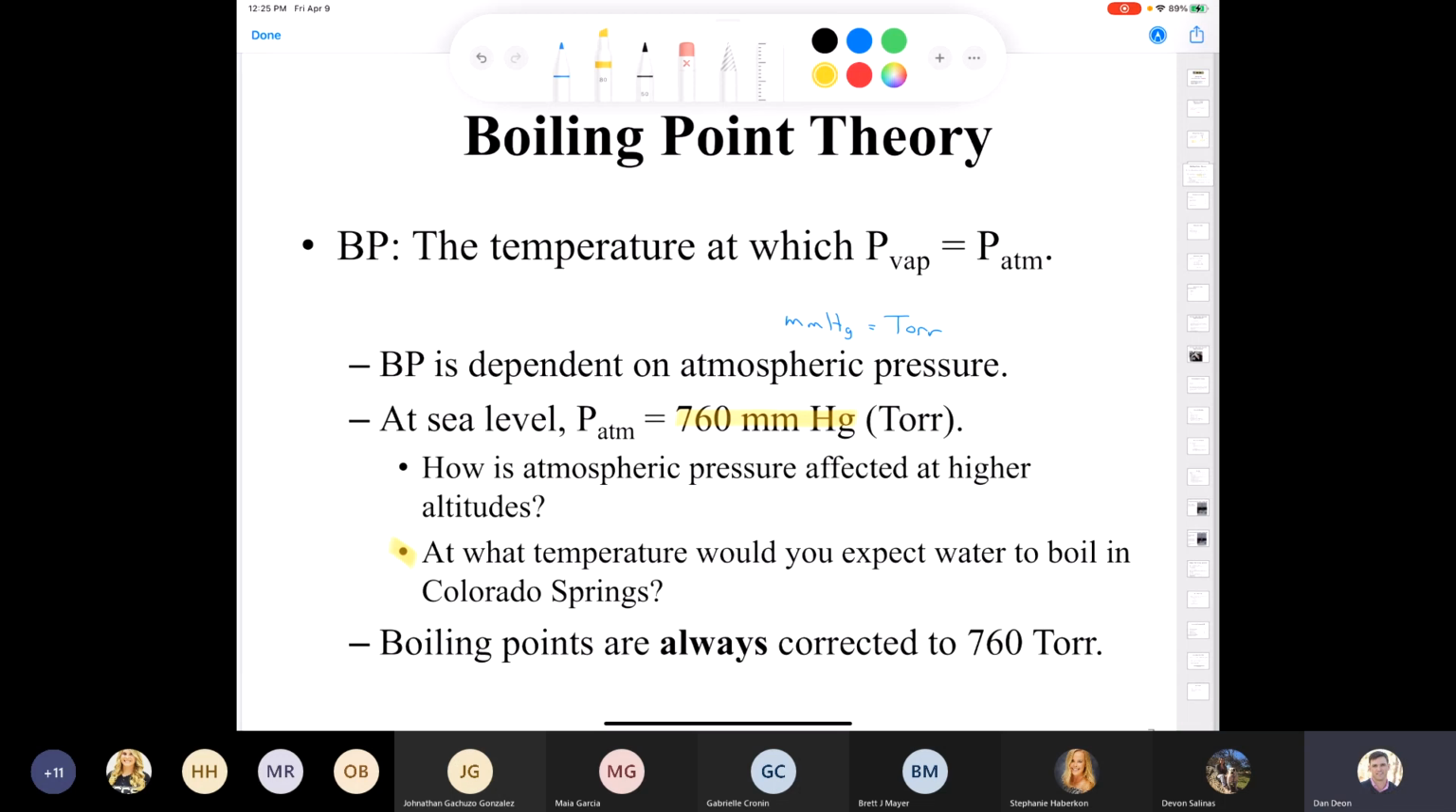Does water boil at a lower temperature in Colorado Springs than it does at sea level? Yeah, it boils at a lower temperature. Okay, good. At least my students are on the right path there.